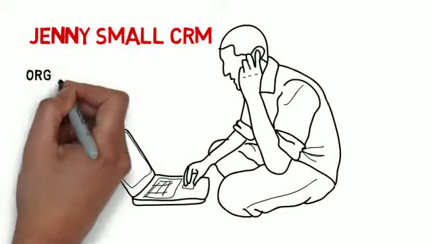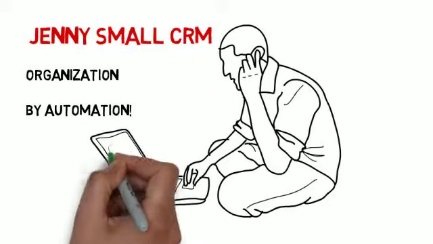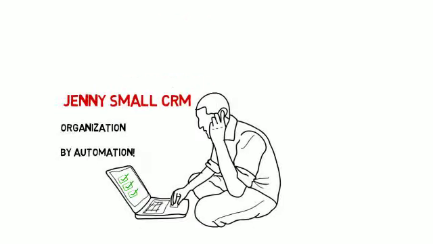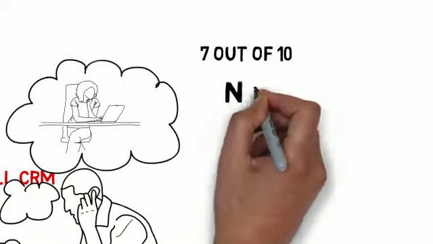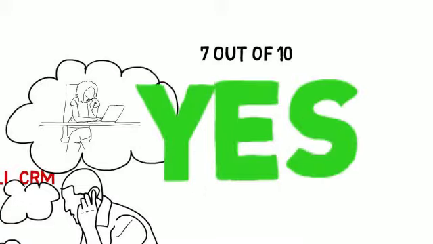Jenny Small CRM solutions improve organization by automation. Jenny Small CRM makes it easy for Bob to track leads and prospective clients by automating a person or team follow-up with them. Because Bob knows that almost 7 out of every 10 of his prospective clients that say no today will say yes if he stays in contact with them.